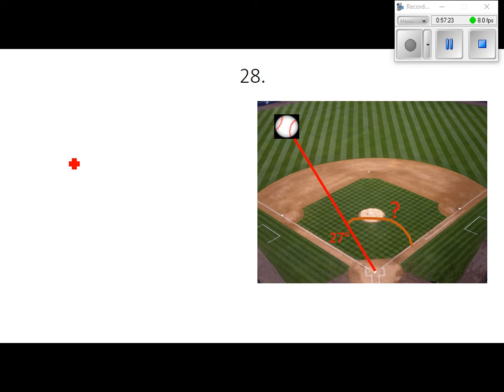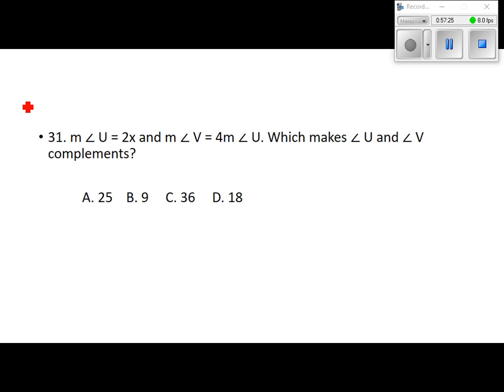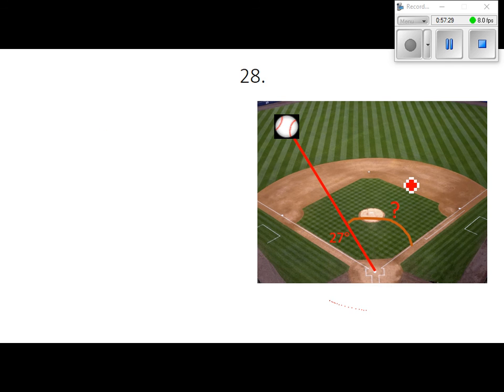Problem 28 says, the foul lines of a baseball field form a right angle. A batter hits a fair ball such that the path of the baseball forms a 27-degree angle with the third base foul line. What is the measure of the angle between the first base foul line and the path of the ball? So this angle right here is 27 degrees.